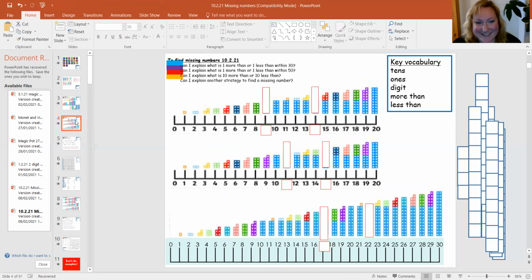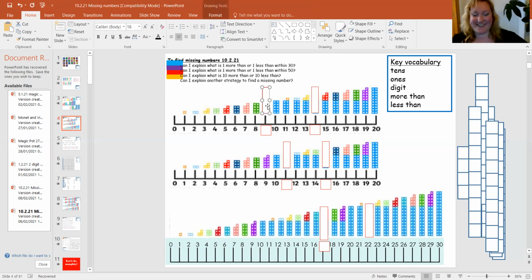This is the blue level of challenge. We're trying to find missing numbers, just like we've just been doing. Let's start. So I've got number lines now. Okay. Starts with a 0. What is this missing number going to be? Well, what do I know? I've got 8 here. What is 1 more than 8? 9.